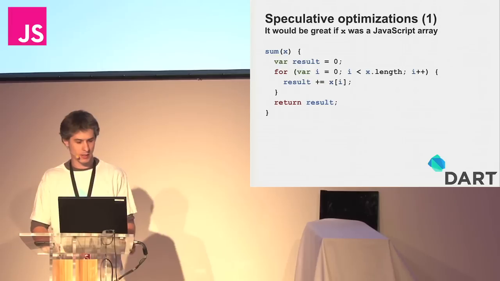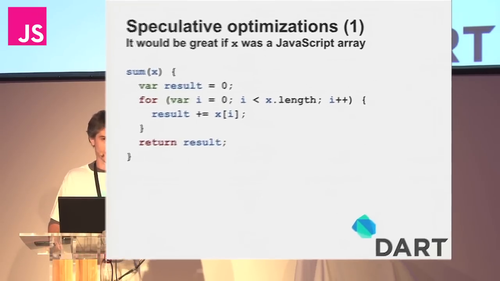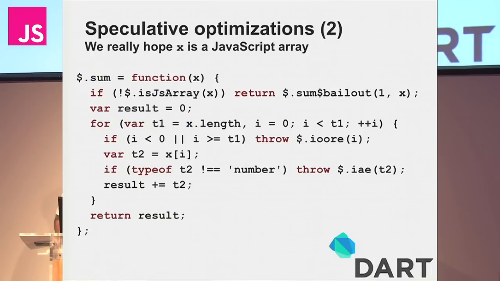So to give you an idea here, this is the same example as before, the sum of the loop, except that in this case we have no idea what x is. In the previous example, we knew it was a list, it was in the code. In this example, it could be anything. But looking at the code, it would be really great if it was a JavaScript array. So what we do now is we just say, okay, let's check if it's a JavaScript array, and if it is not one, we bail out. But if it is one, we can optimize the same way as before, and we have this perfect code that is running nicely and fast. Well, not perfect, but nearly perfect.